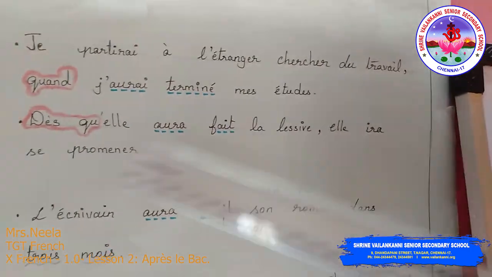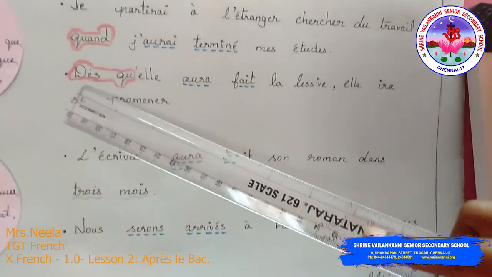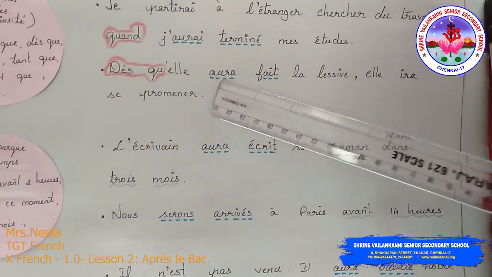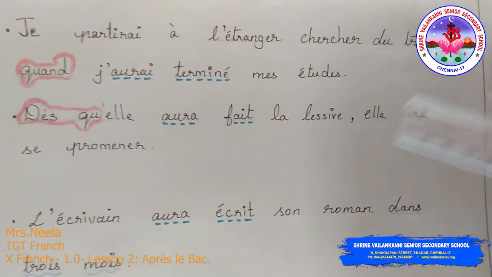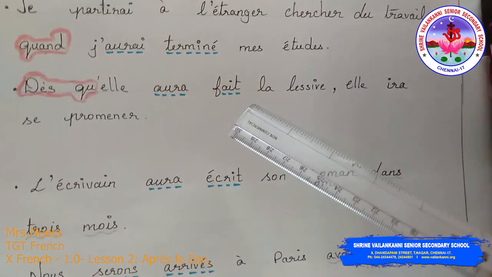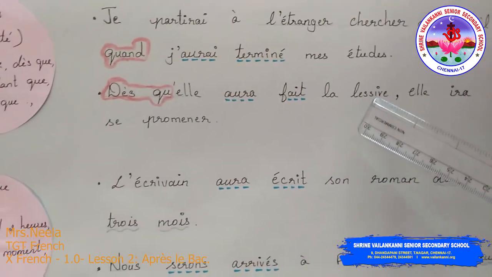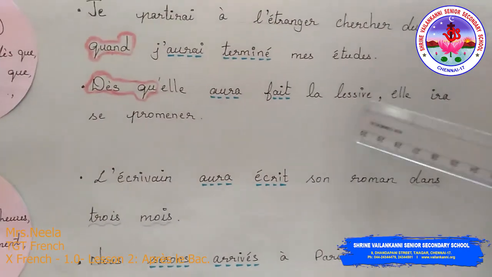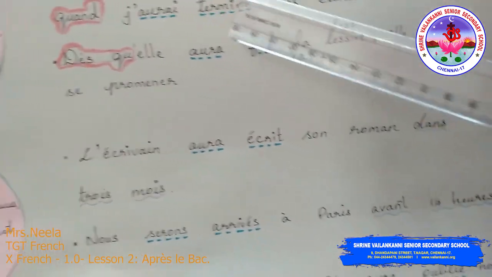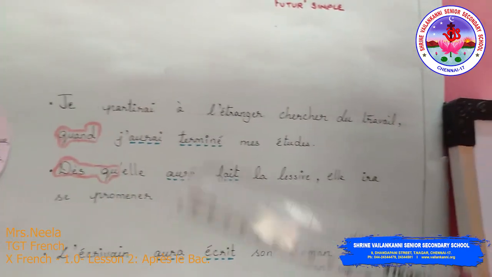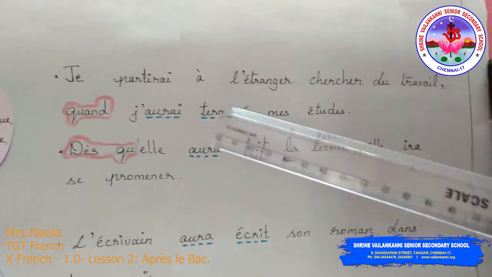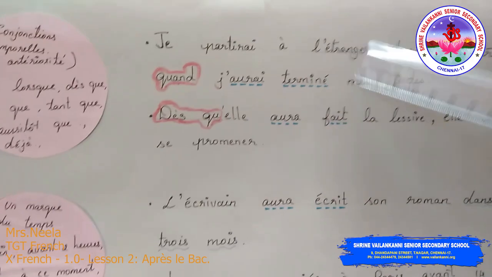See the next example. We are using the conjunctions here. Dès que plus elle becomes dès qu'elle. Dès qu'elle aura fait la lessive, elle ira se promener. Once she has completed the household work, la lessive, the washing, elle ira se promener. Then only she will be going for a walk. So we are using the futur antérieur to talk about the anterior actions, the first action. The antériorité. These are the examples for that.